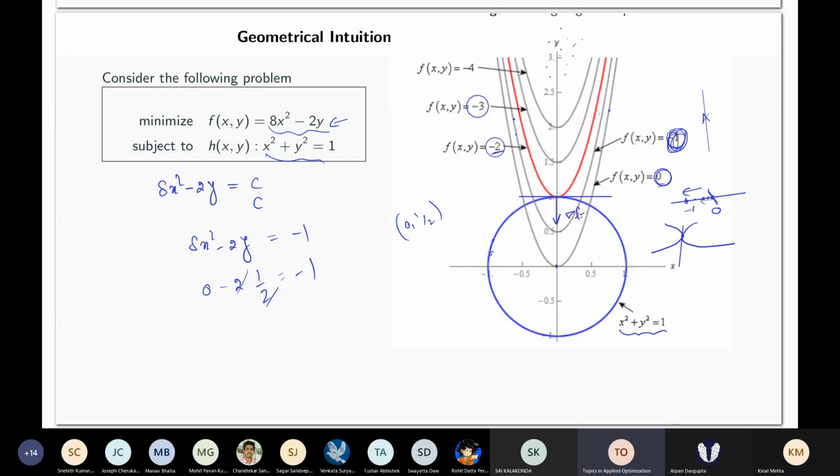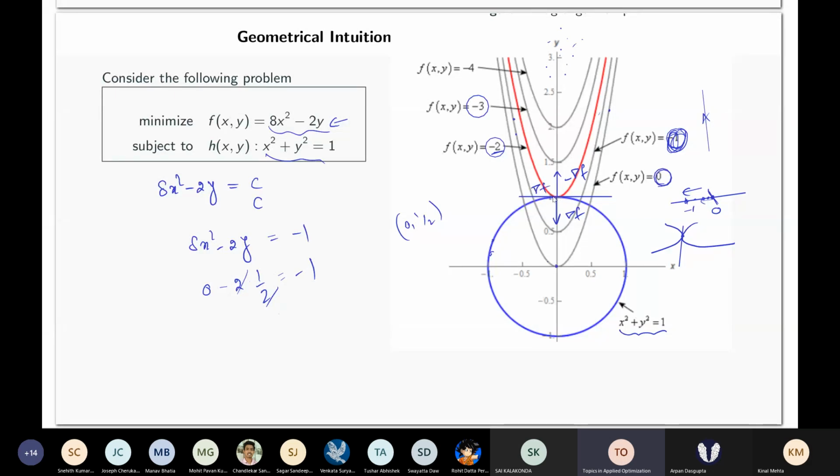In gradient descent, since we are interested in minima, we go in the direction of decrease, which is this way, right? Minus grad f. So these are the things we know. Now, we also have a gradient of these equality constraints, so we also have a gradient of h.